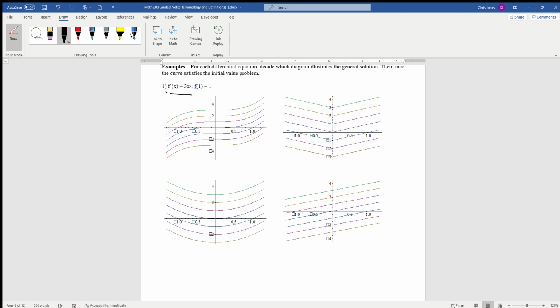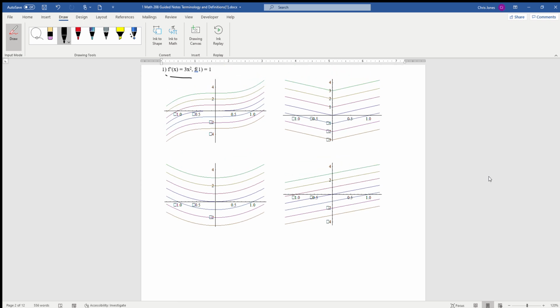f prime of x equals 3x squared, f at 1 is equal to 1. All right, so let's do this. We know that to undo a derivative, we take the integral. So we're going to integrate f prime of x with respect to x, and that'll just give us f of x. That's the fundamental theorem of calculus part 2. And then we're going to integrate 3x squared with respect to x, and that's an easy one.